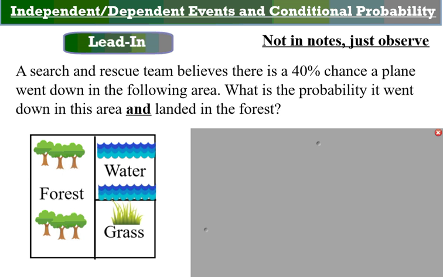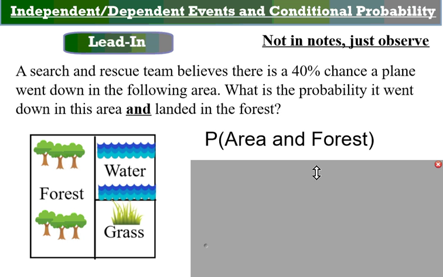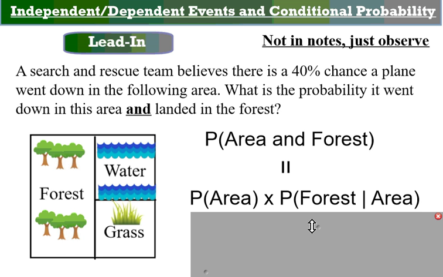So a search and rescue team believes there's a 40% chance a plane went down in the following area. What is the likelihood it went down in this area and landed in the forest? So I want to know the probability that it went down in the area and went down in the forest. What do I need to do? Well, I need to find the probability it went down in the area and multiply it by the probability that it's in the forest, given that it went down in this area.